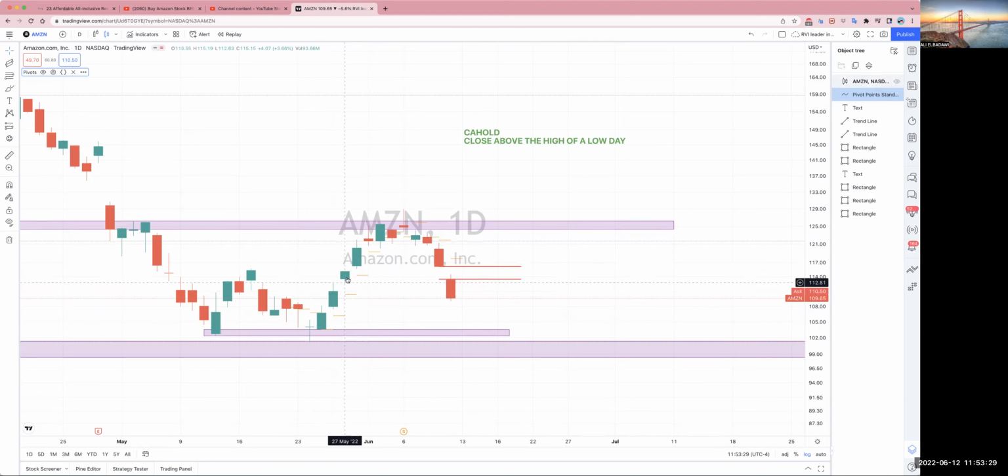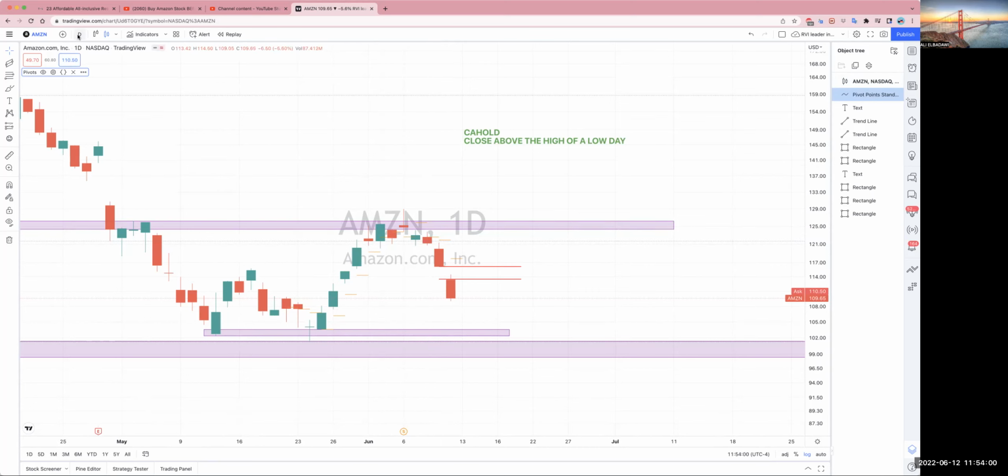It built another pivot point, and now we have a close below the low of the high day, which is right here. And this is where we get out of the trade. If you're a day trader, you got a close below the high of a high day. This is a cup hold. This is a close below the high of a low day. This is a different method if you're going down like this.